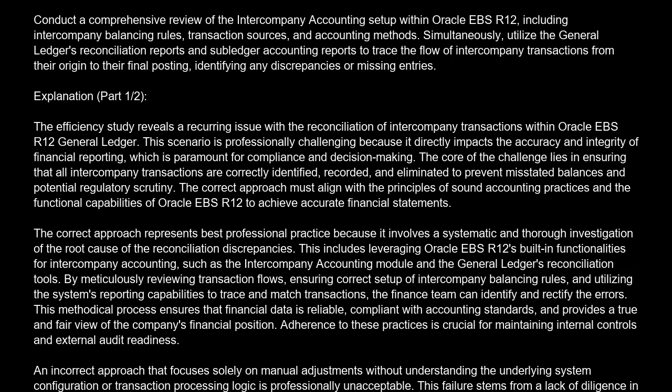By meticulously reviewing transaction flows, ensuring correct setup of intercompany balancing rules, and utilizing the system's reporting capabilities to trace and match transactions, the finance team can identify and rectify the errors. This methodical process ensures that financial data is reliable, compliant with accounting standards, and provides a true and fair view of the company's financial position. Adherence to these practices is crucial for maintaining internal controls and external audit readiness.